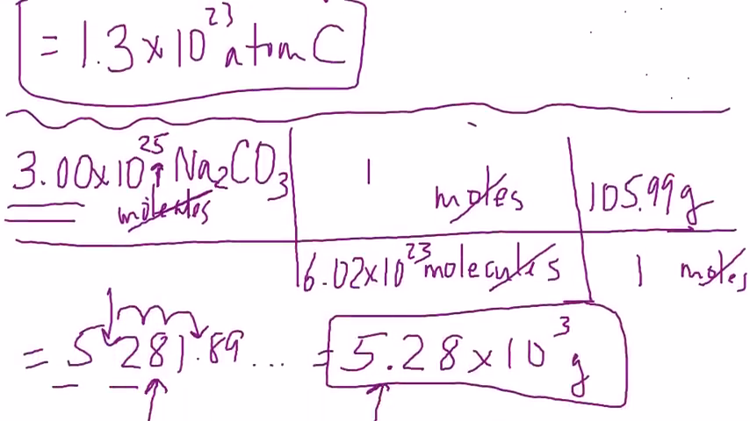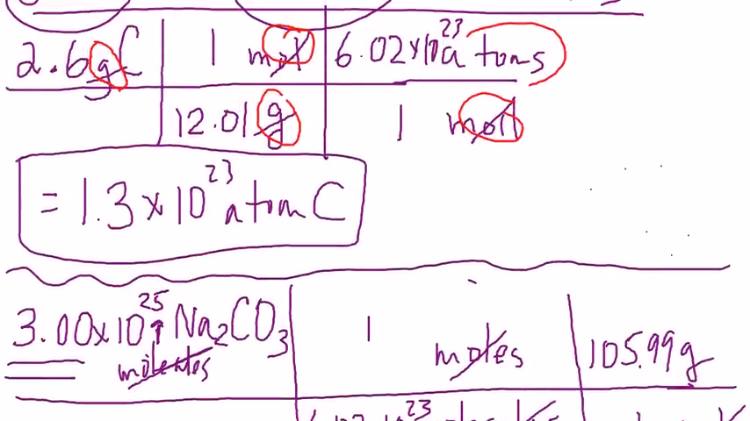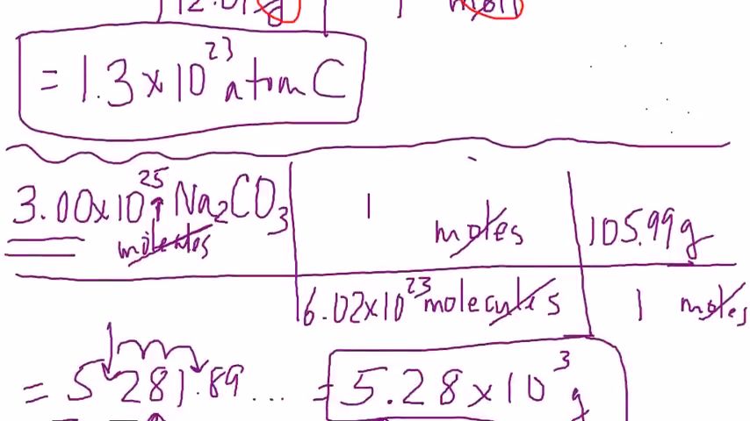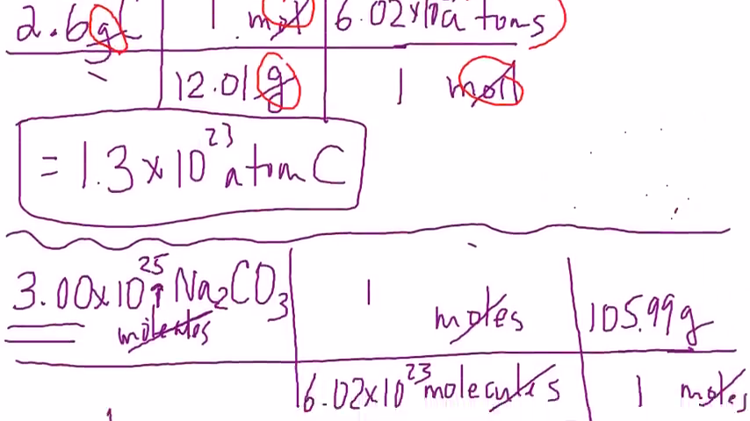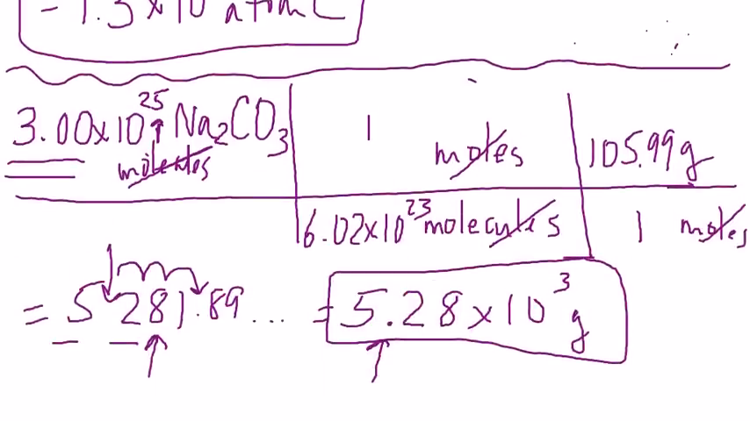In the first case, we converted from grams to moles and then moles to atoms, and then in the second case we converted from molecules to moles and then moles to grams. In both cases, though, we followed the diagonal rule, and in both cases we use Avogadro's number for the number of particles in that intermediate step. And that, boys and girls, is how you convert between mass and number of particles.